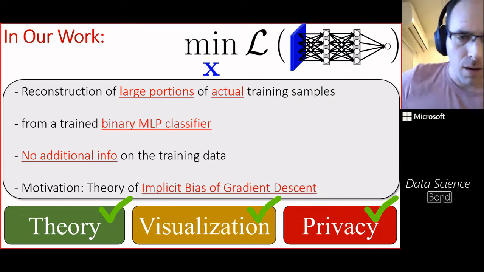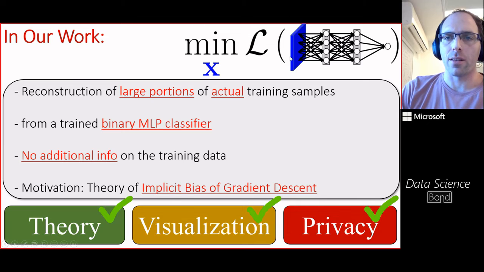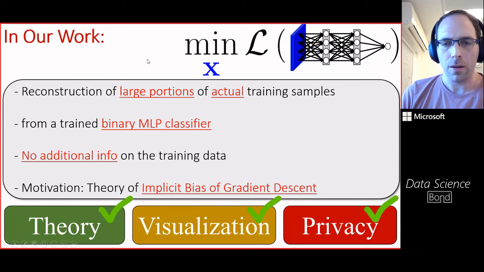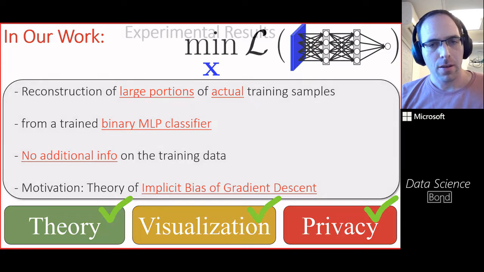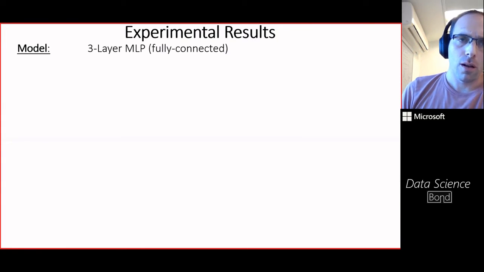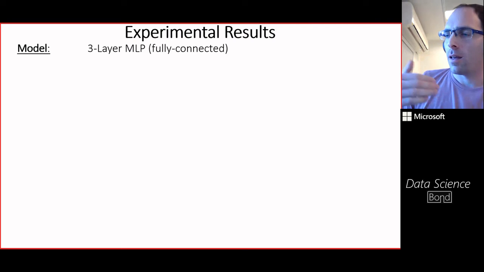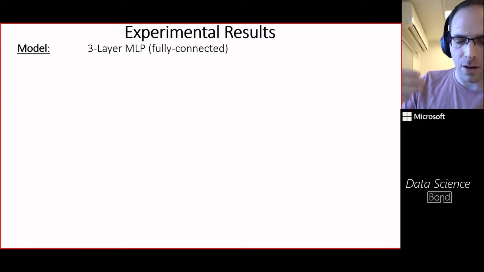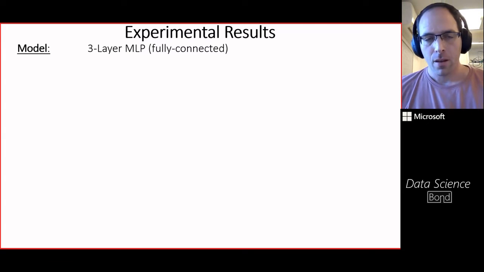So we've talked about visualization, we talked about privacy, we've seen the theory. So I hope you get the sense of where we get this loss that we use. And now I want to show you some experimental results. So let's take this 3-layer MLP model, fully connected. By MLP, I mean fully connected layer, ReLU, fully connected layer, ReLU, etc.